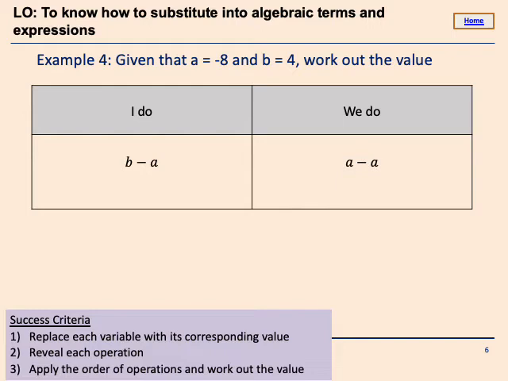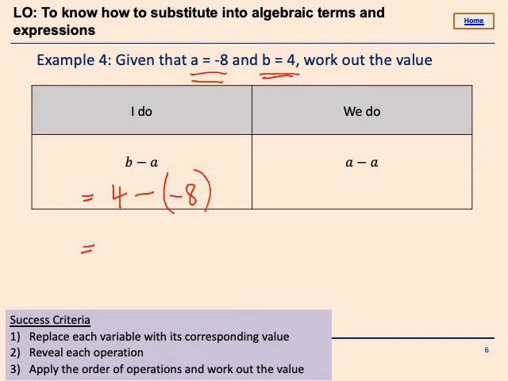Okay, so here we go. On to the next idea. So again, we have the same values for our variables. A is -8 and b is equal to 4. So you can highlight that. So now I'm going to replace them. So b is equal to 4, and then I'm subtracting a, and we know that a is -8.